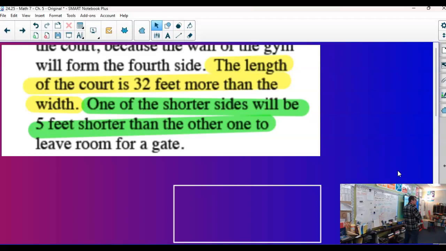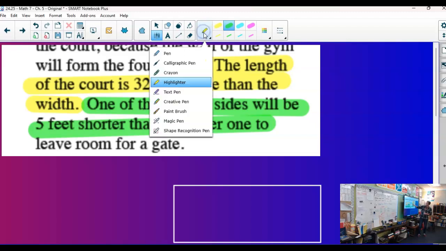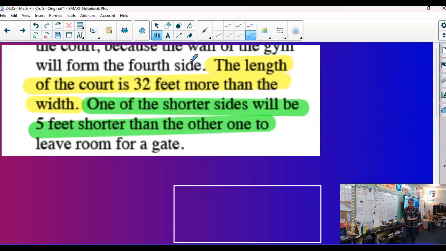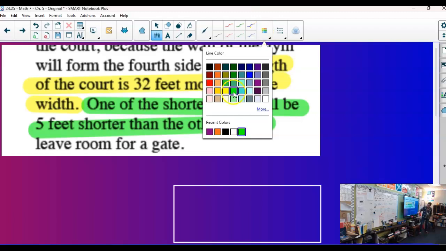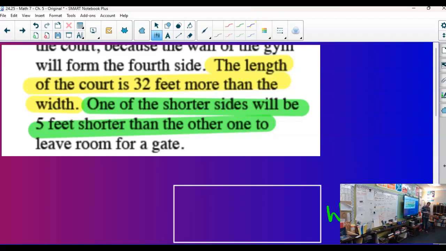What could we call the width? W, right? It feels safe to just use W for width. Major, would you label W up here, or would you label W on one of your sides? On one of the sides, because they tell us the length is longer, right? So W is going to be on one of my shorter sides.